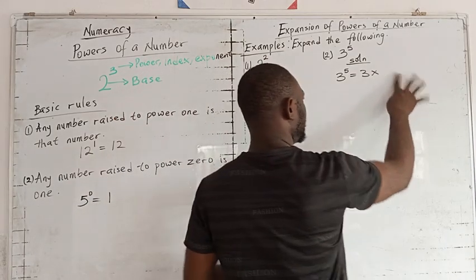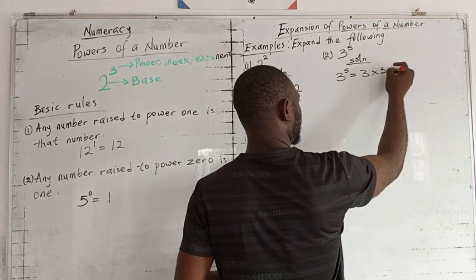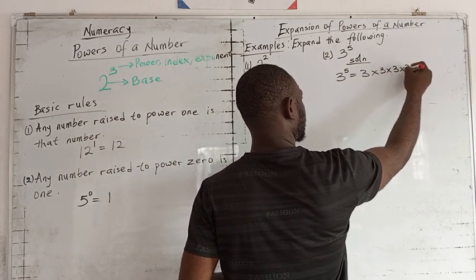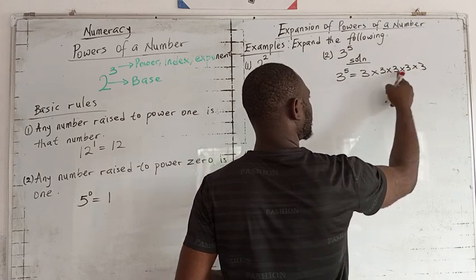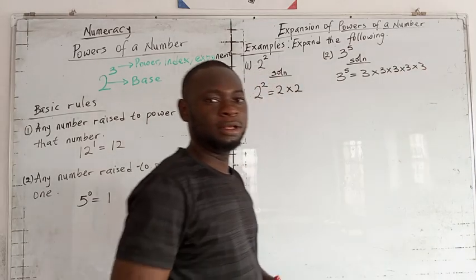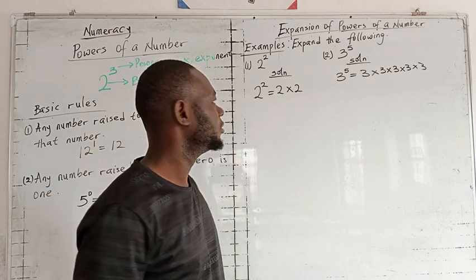Okay? So this simply becomes 3 times 3 times 3 times 3 times 3. 1, 2, 3, 4, 5, and we are done. Multiply 3 in 5 places.